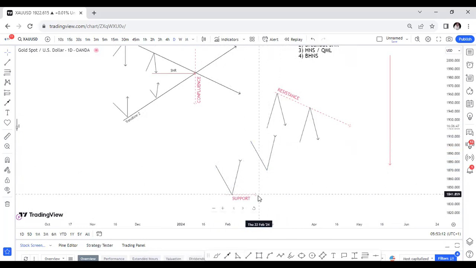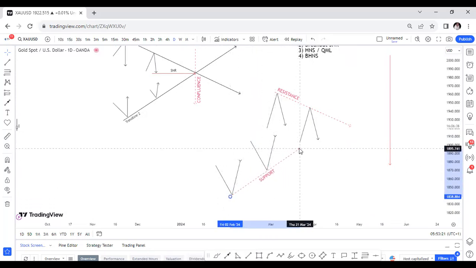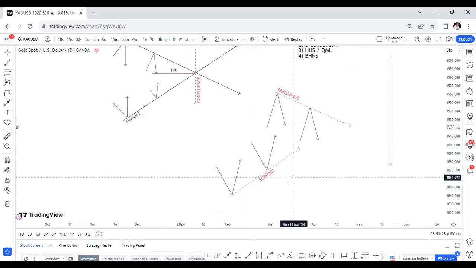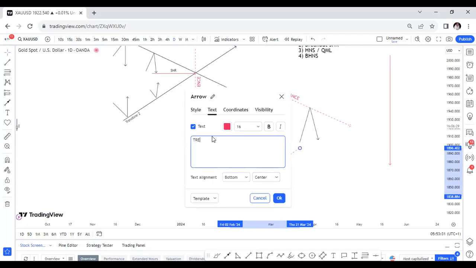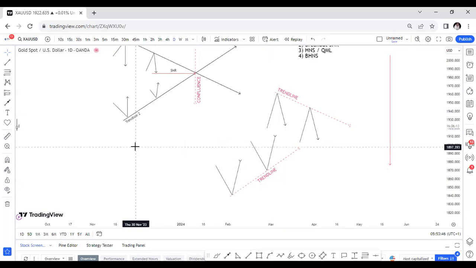So you connect from the first support to the second. At least you must connect 2 points. Then you extend your trend line forward. You're looking for the third point of entry. So that's your trend line. That's how to connect the two classical SNRs together, two resistances and two supports. You are going to look at the next point that will create your decision here.